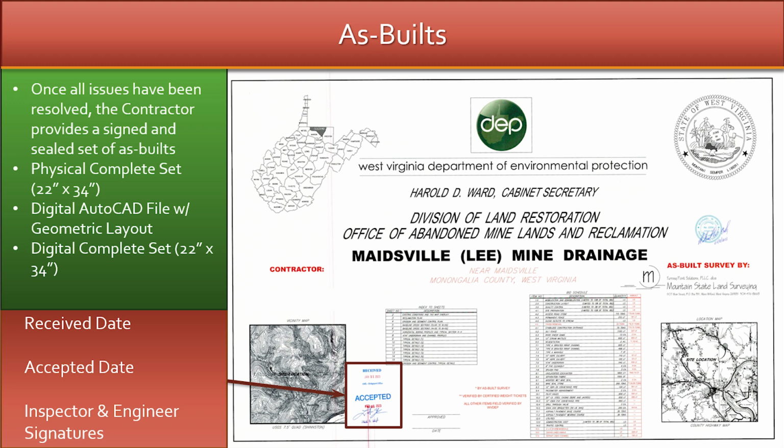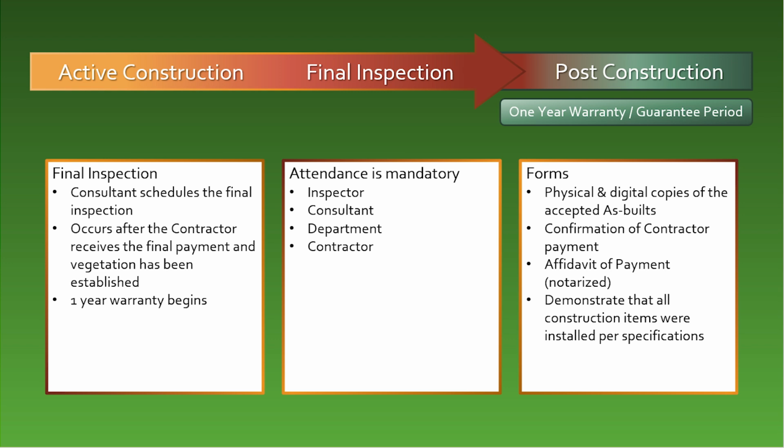Once all the items are received by the inspector, the date received and the date accepted are stamped on the title sheet of the as-builts, and both the inspector and the consultant's manager must sign. Once the contractor has received the final payment and vegetation has been established, the consultant will schedule the final inspection. The final inspection is the last inspection covered under the active construction and will begin the post-construction monitoring. The consultant is responsible for organizing the final inspection and demonstrating that all construction items have been provided and installed.